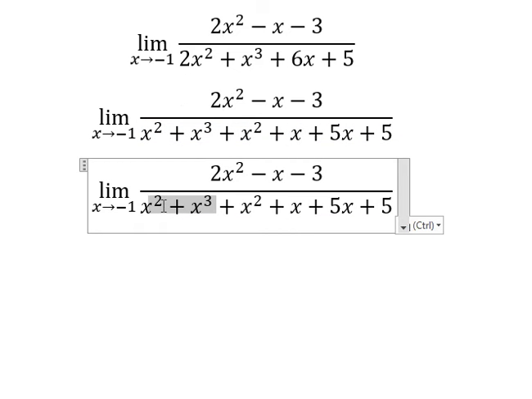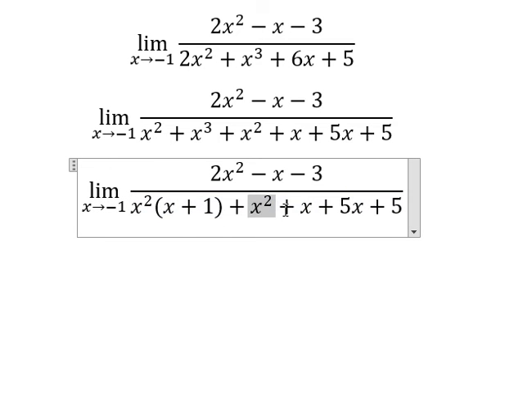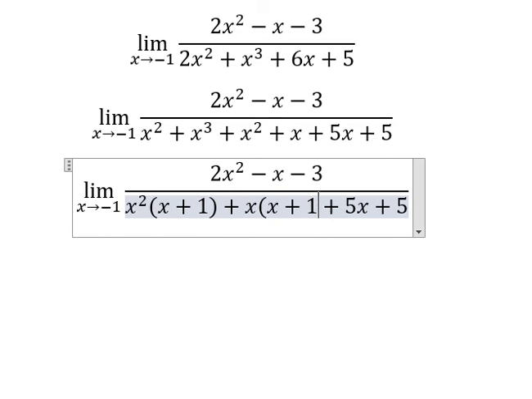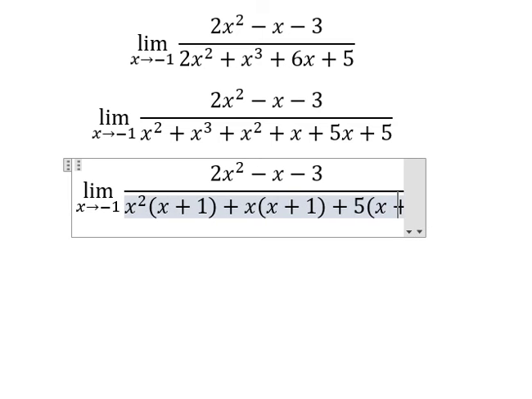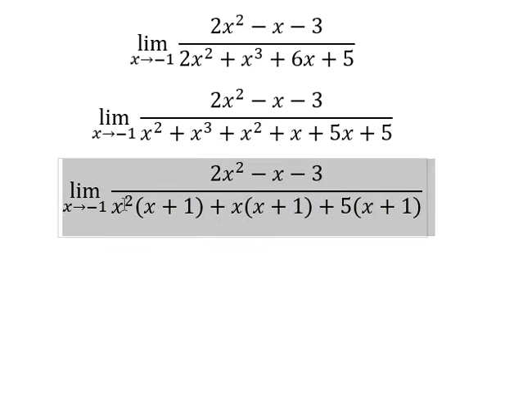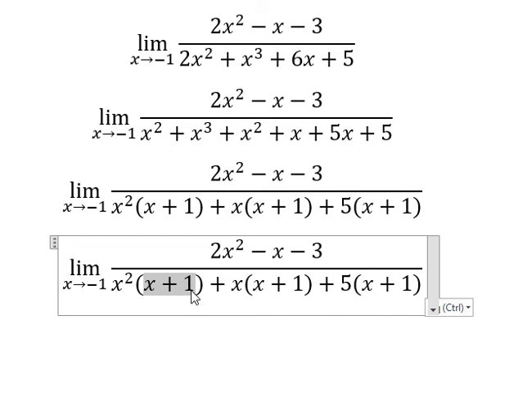Now we can do factorization by x squared, this one by x, this one by number 5. And now we can do factorization by x plus 1.